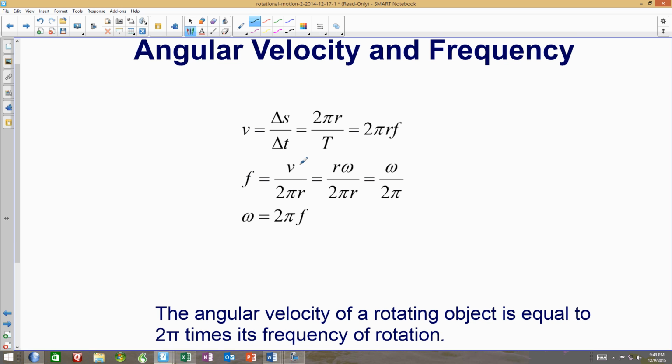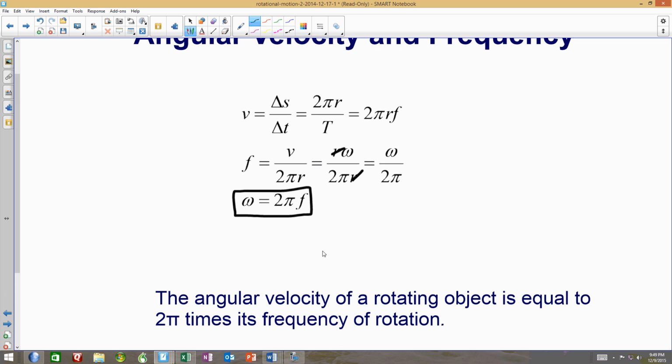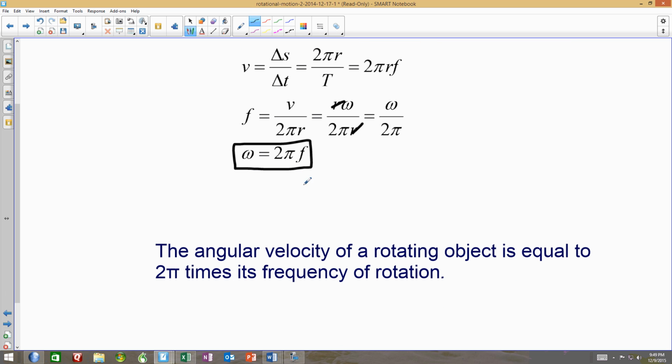f is then equal to v over 2 pi r. We know that the speed is defined as r omega. And you can see that the r's cancel out, and you're left with omega over 2 pi. Okay, so that means that omega is equal to 2 pi times the frequency. And we covered this one when we talked about waves. The angular velocity of a rotating object is equal to 2 pi times the frequency of the rotation.